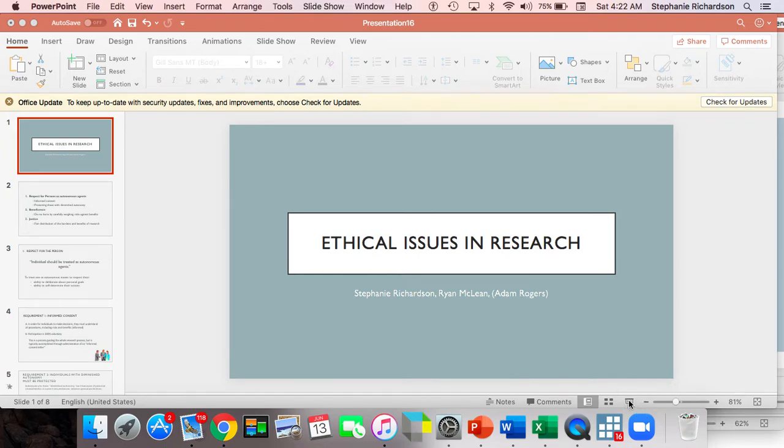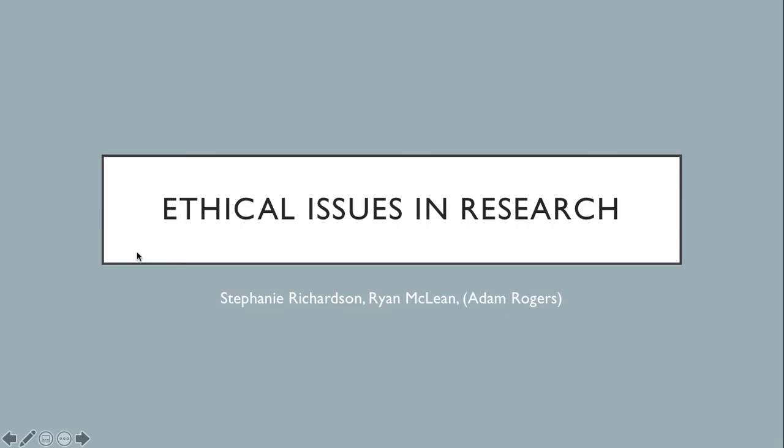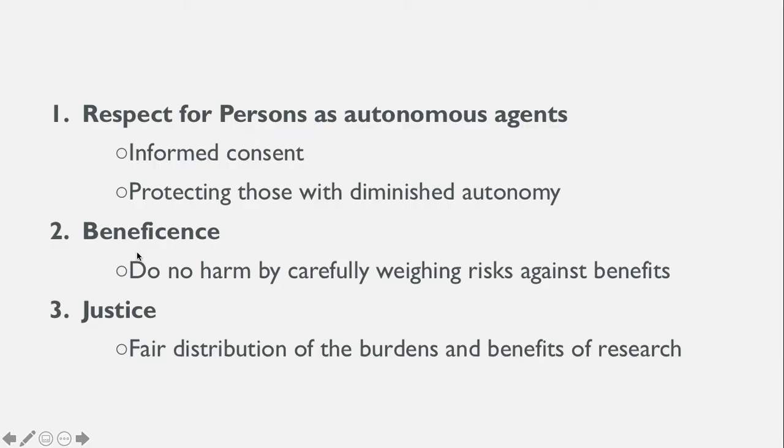So we're going to talk about ethical issues in research. The three main ideas of ethics in research that we're going to cover today are respect for persons as autonomous agents, beneficence, I've never figured out how to say that word, and justice.